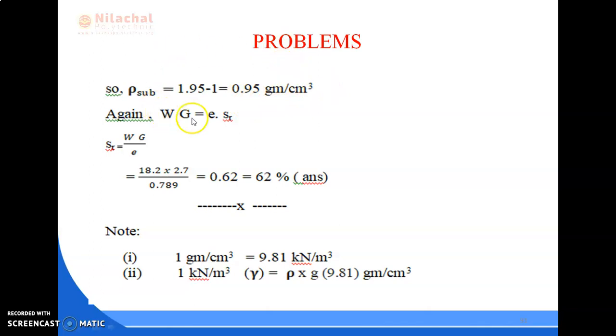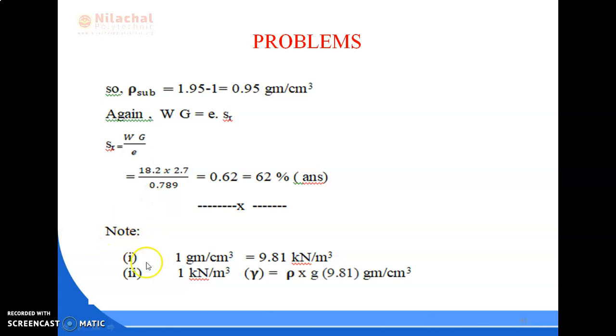Again, w G equal to e into Sr, or implies Sr equal to w G by e. Here we know all the values. 18.2 into 2.7 divided by 0.789 equal to 0.62. Again we have to multiply 100 with it, so equal to 62%. So this much. So the problems of this chapter, all the problems are completed now.